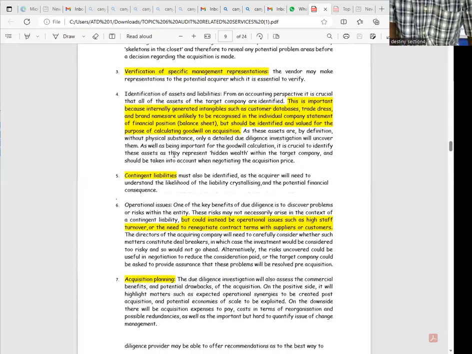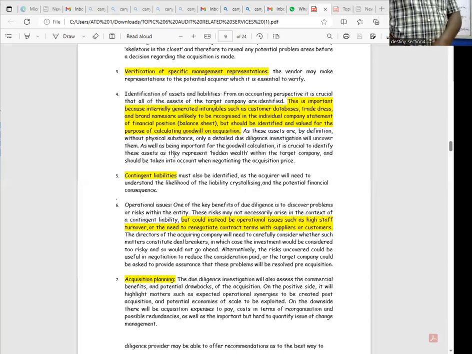Next, verification of specific management representations. The vendor may make representations to the potential acquirer, which it is essential to verify. The next, identification of the assets and liabilities. From an accounting perspective, it is crucial that all of the assets of the target company are identified.